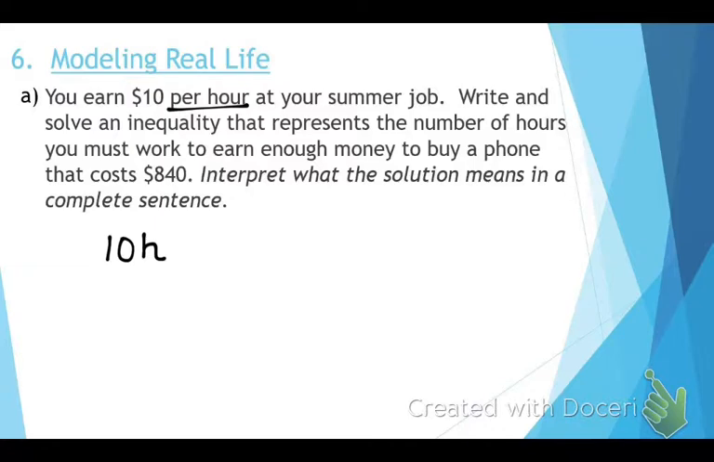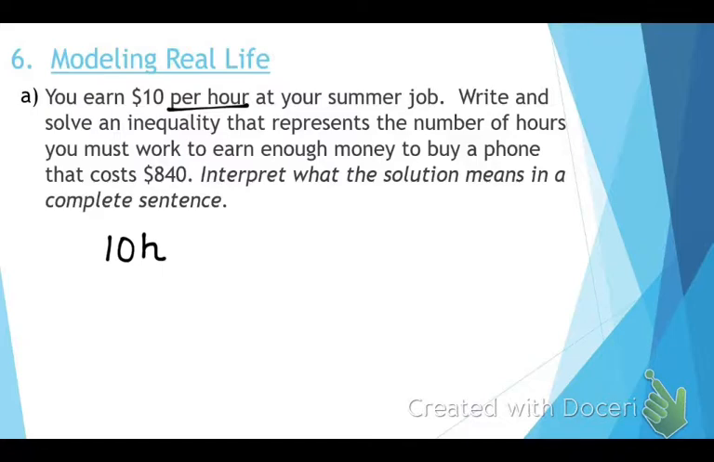So if I was to plug in a 1 there, what's 10 times 1? 10. Yeah, 1 hour you would get paid $10. What if you worked 3 hours? 10 times 3 would be? $30. How about if you worked 7 hours? 70. Okay, so that's why we do times that number. That's the way to easily figure out how much money you're earning.